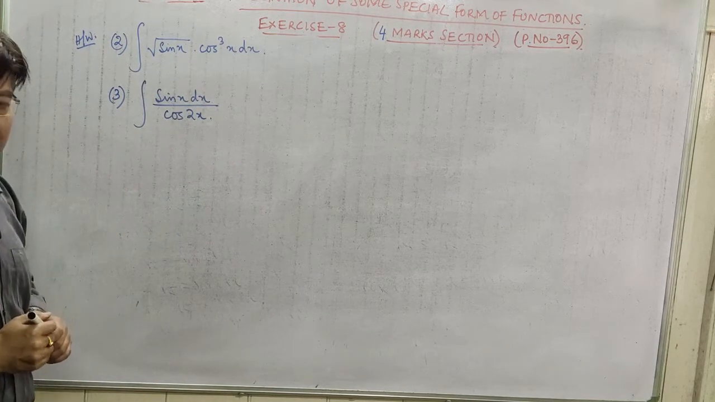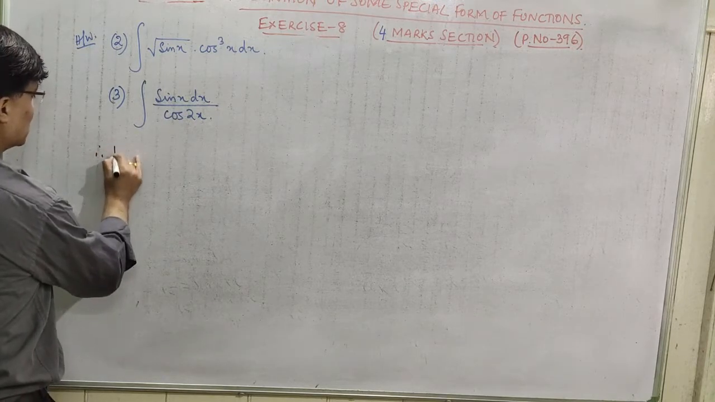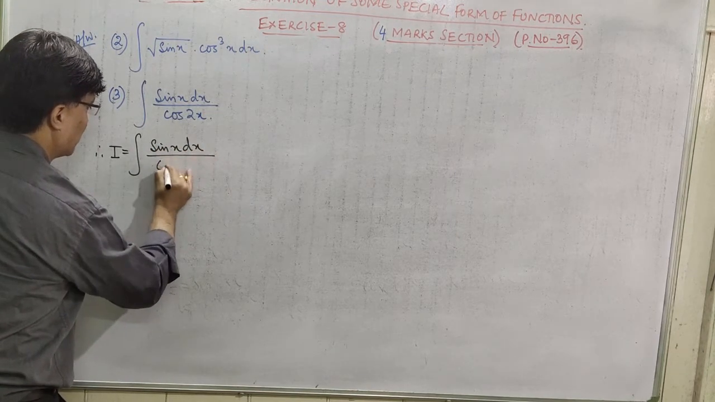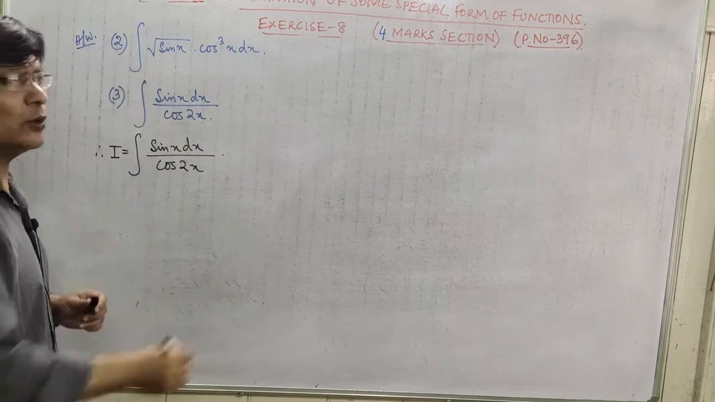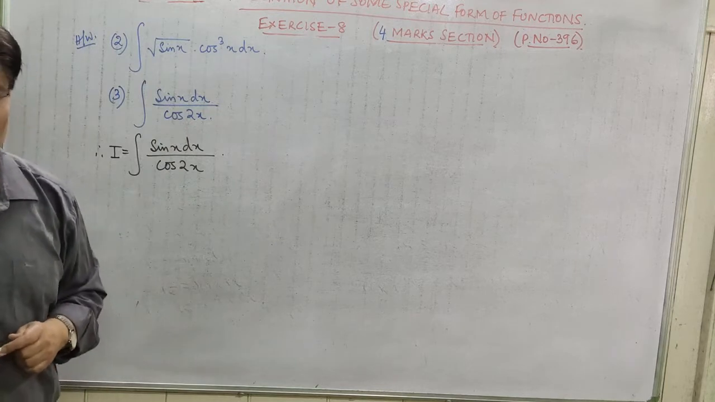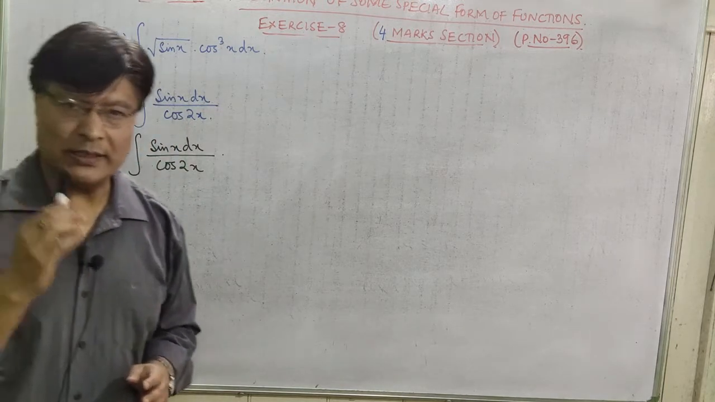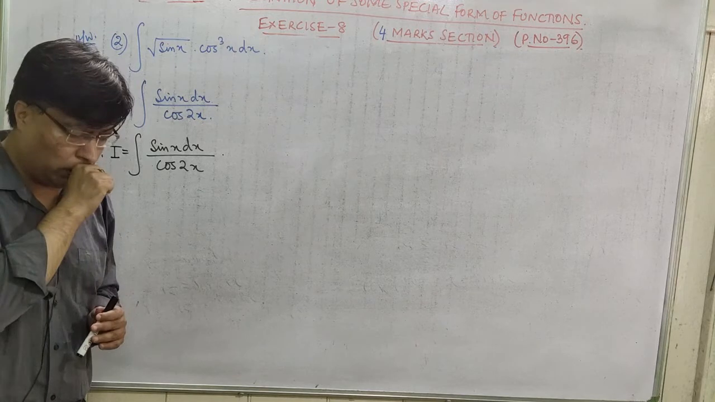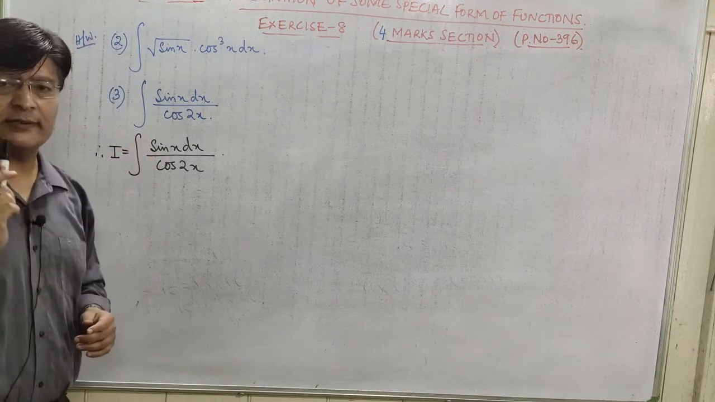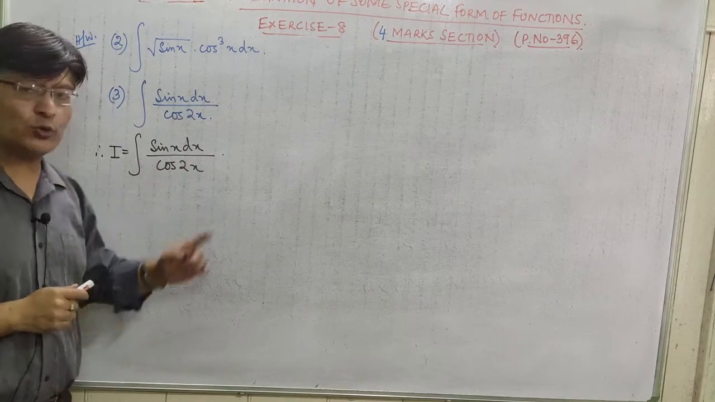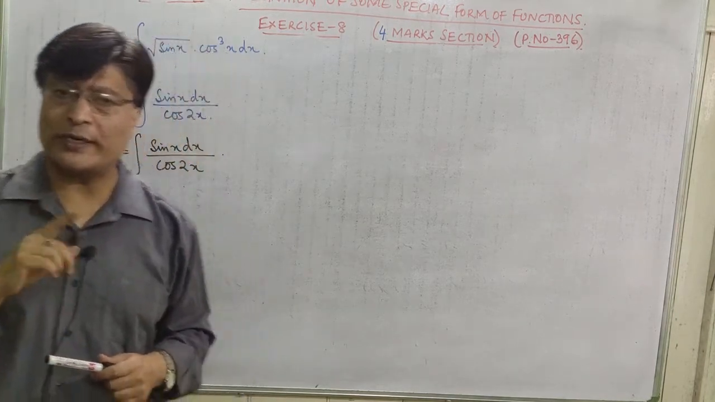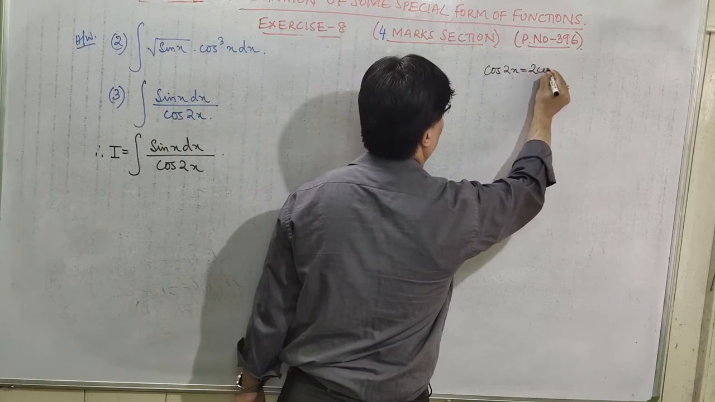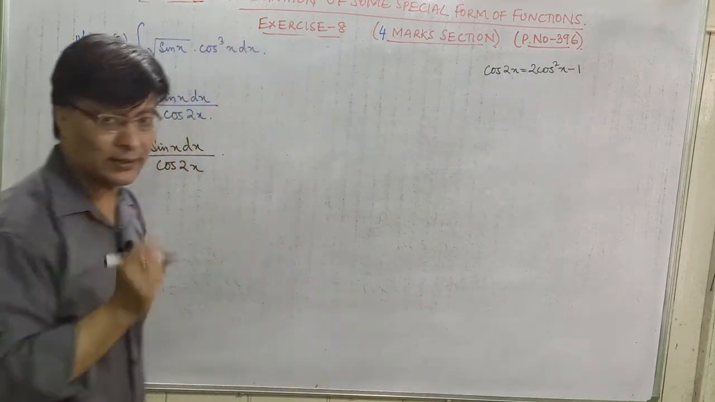So let's do this question number 3 now. Here the question is I is equal to integration of sin x dx divided by cos 2x. So how can you integrate this function? There is sin x in the numerator. So what is the differentiation of which function is sin x? It is cos x, isn't it? So you have to express cos 2x in terms of cos x. And you know the formula of cos 2x in terms of cos x, isn't it? That is cos 2x is equal to 2 cos square x minus 1, right?